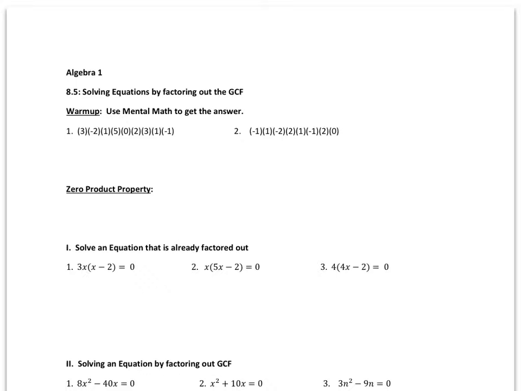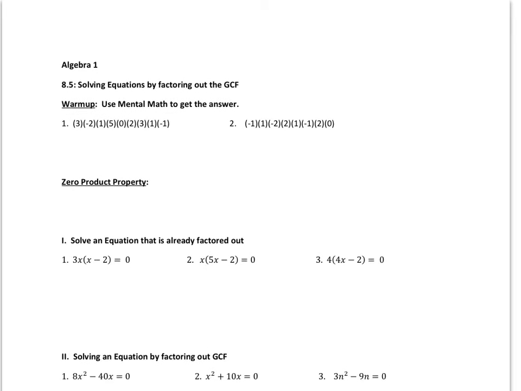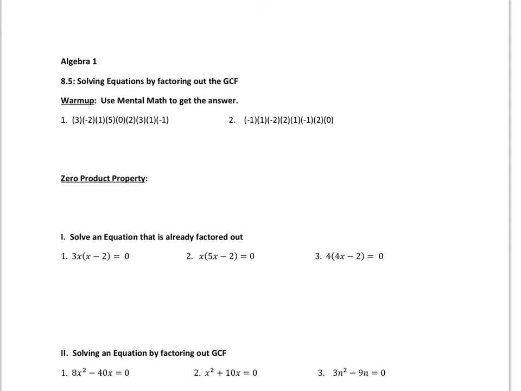Now, I'm going to go over this warm-up very quickly. It says use mental math to get the answer. For 1 and 2, you're just multiplying everything left to right. I'm not going to go over everything. This is the main thing: the 0. The other numbers are useless. If you multiply anything by 0, you get 0. So the answer for that's going to be 0.